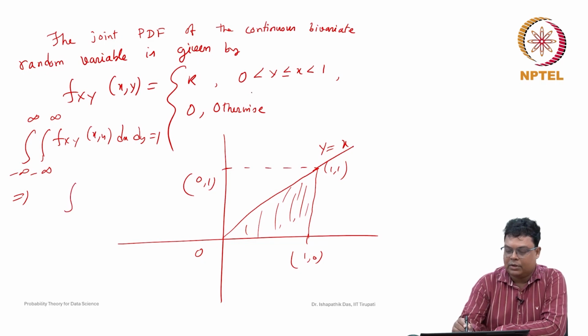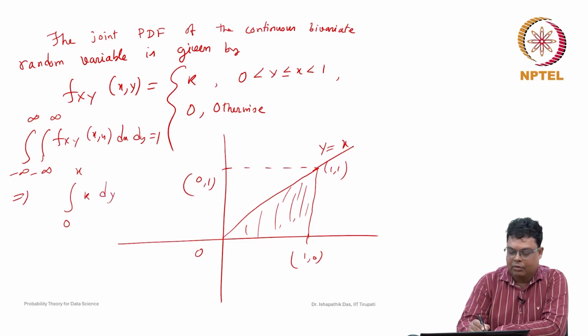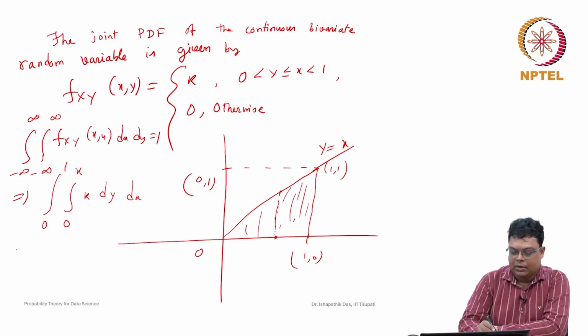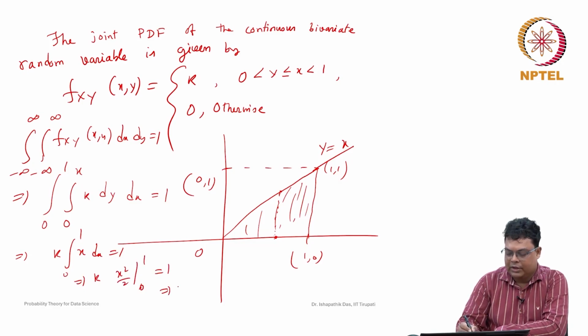So it will be easy because inside the region the function is the constant k. First we do the integration with respect to y and then x, where x is 0 to 1. For any value of x, the limit for y is 0 to x, lower limit 0 and upper limit x. So the inner integral becomes k y with limit x, then integrating from 0 to 1 dx gives k times x squared by 2 from 0 to 1, which is k by 2, equal to 1, which implies k is equal to 2.